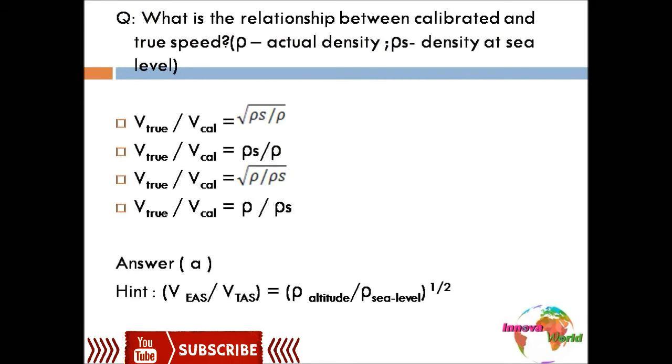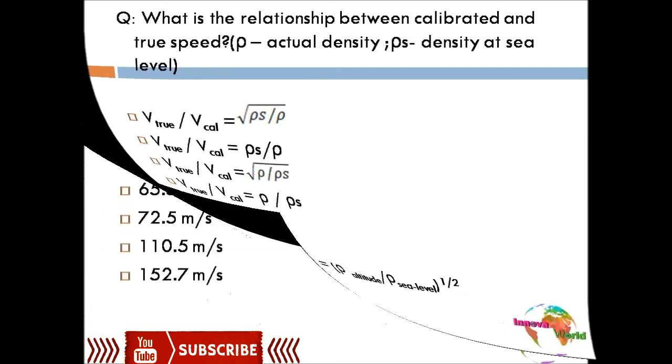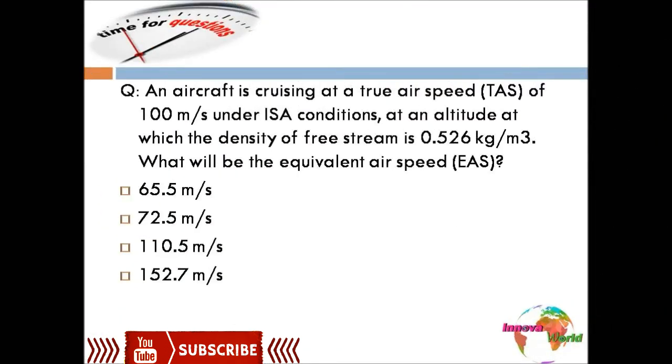So here comes the equation number one. They have given a reciprocal format, that is TAS by CAS equals rho S by rho whole power 1 by 2. That is the correct answer, option A. And see the hint below, so it will be easy for you to understand it. Next question.